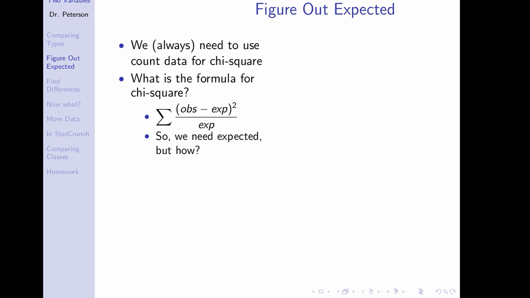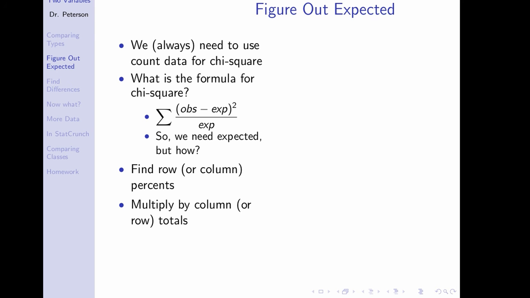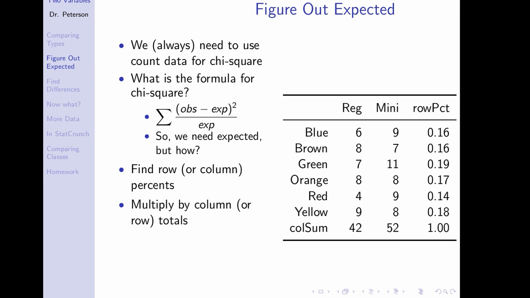But how? What does it mean to have an expected value for this type of distribution? Well, the simplest way is to find the row, or column, percents, and multiply it by the column, or row, totals. It doesn't matter which order you do this in, the same mechanics apply and you'll get the same answer.